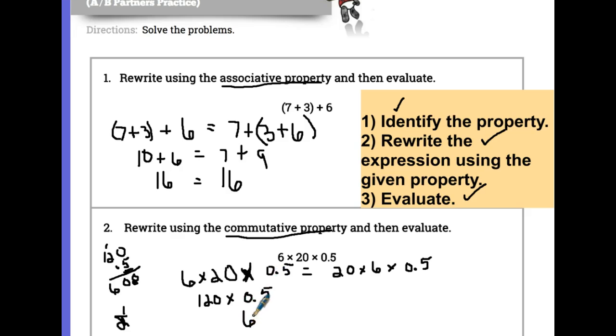Okay, and our answer here was 60. Okay, and again, I've got 120 times 5/10, and my answer is still 60. Oh, no, not 0.5. What am I doing? Why did I put that there? 60. And half of 120 is 60.